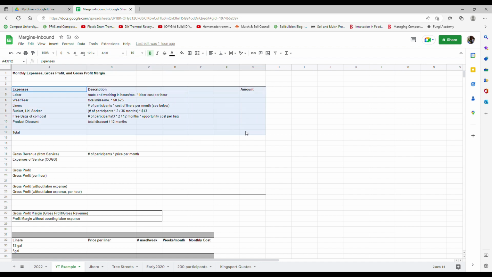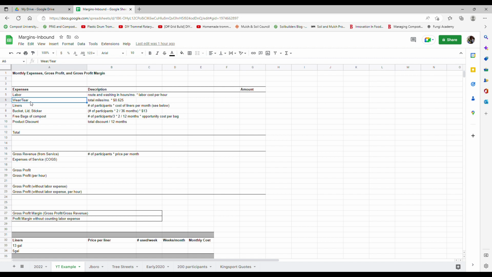The first section is the expenses, again on a monthly basis. Here we have a list of the expenses you'll have, and for each one a description that tells where the numbers are coming from. As we get to each one and populate this with numbers, I'll explain that a little more. But notice, of course, we have labor. You may well be doing the pickups and the washing of the buckets yourself.